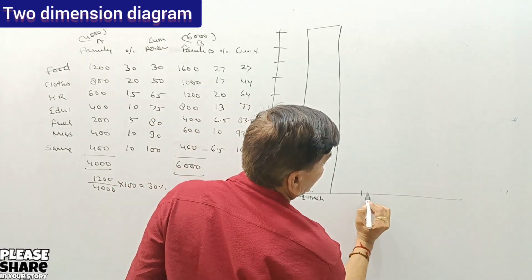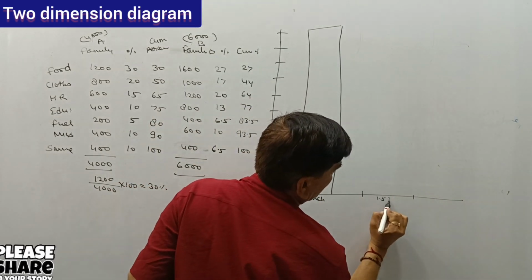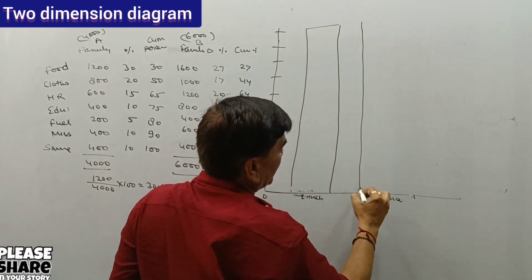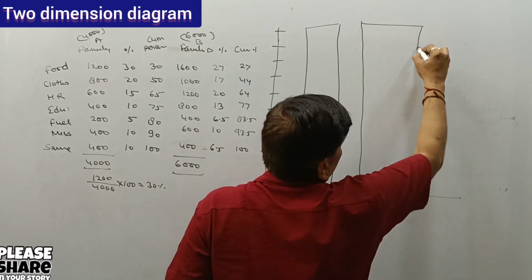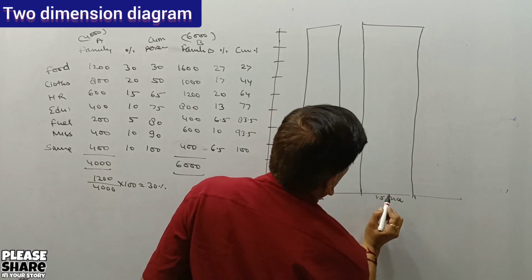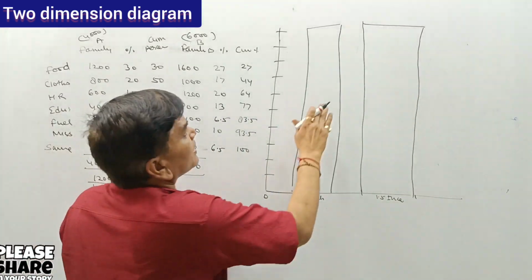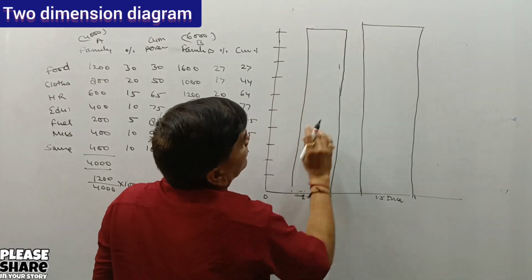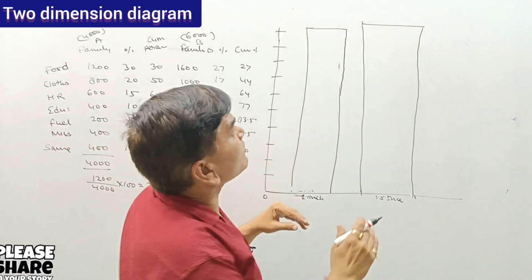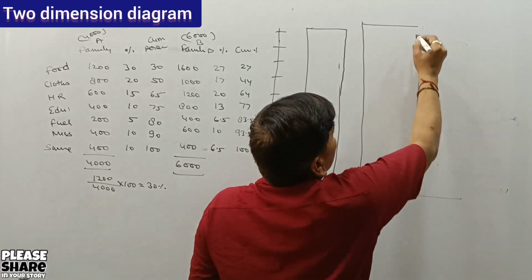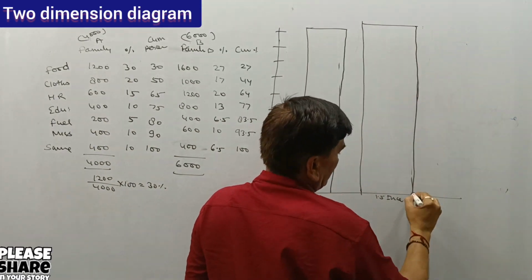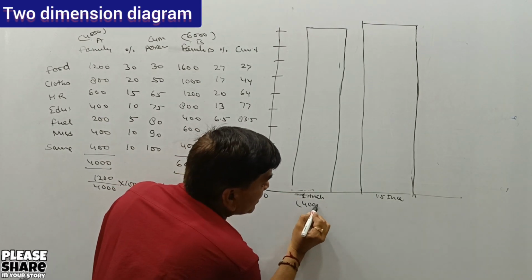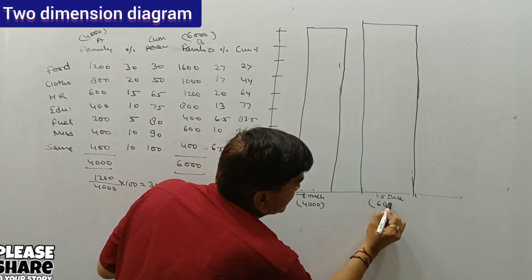Here we have to keep 1.5 inch width for that diagram. That is the basic difference. This is 1 inch and this is 1.5 inch. So height is equal, but width has the difference. This 1 inch is showing 4000 and this is showing 6000.